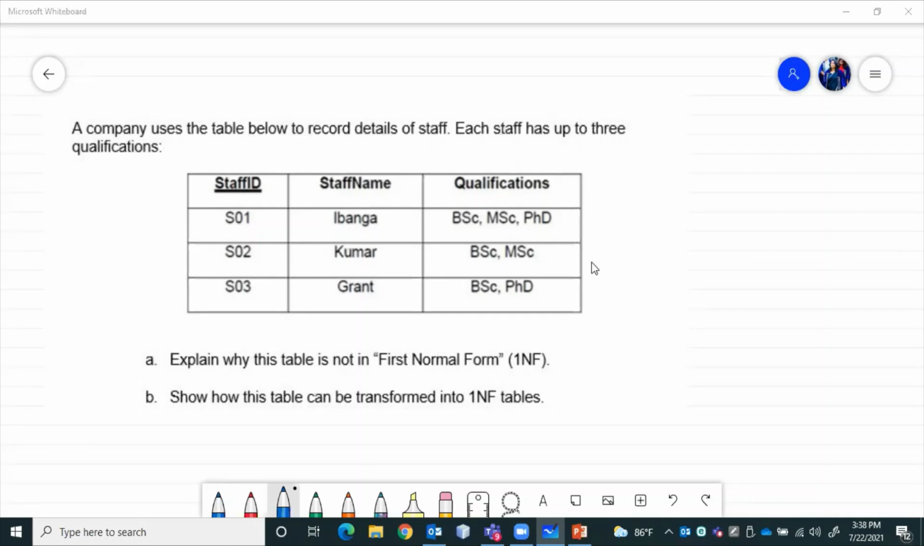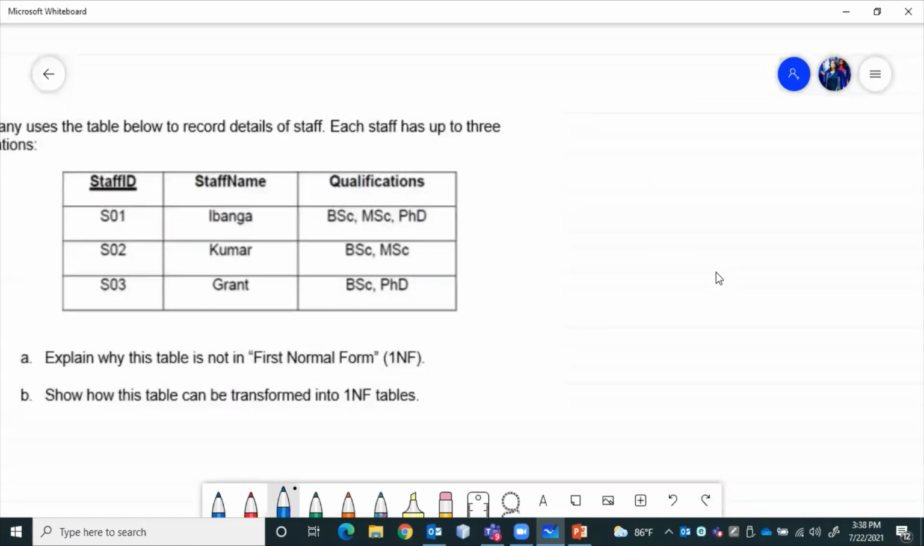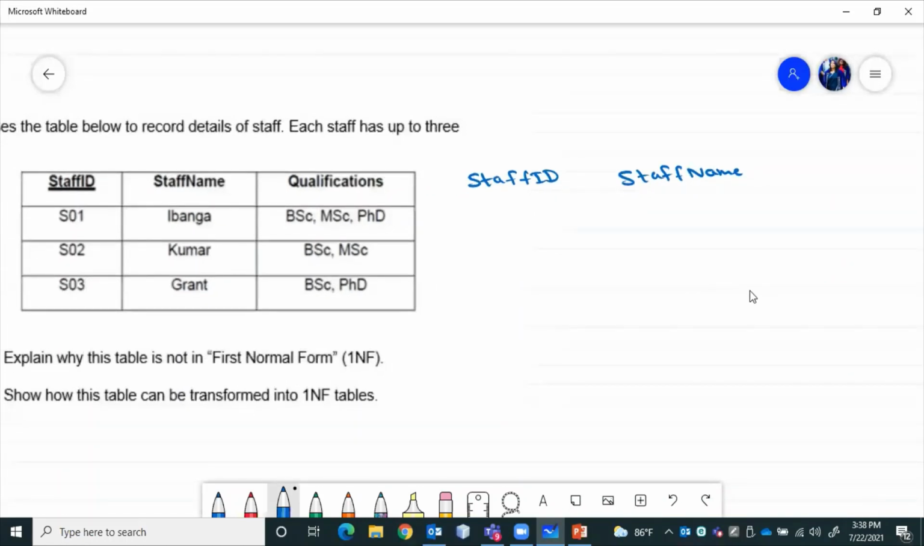Show how this table can be transformed into a 1NF table. It's really easy. Definitely you need to have a column called staff ID, and I'm going to use the exact attribute names that they have given, and the staff name. You better draw the table. Here I'm not going to draw it since I'm using the virtual whiteboard, it is difficult to draw. Then qualifications.